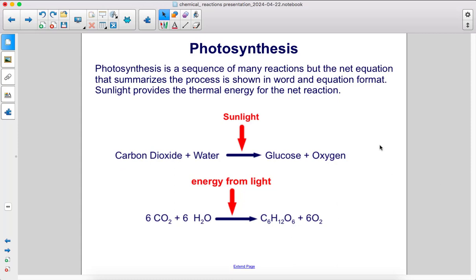Photosynthesis is a sequence of many reactions, but the net equation that summarizes the process is shown in word and equation format. Sunlight provides the thermal energy for the net reaction. So carbon dioxide plus water, and then you add sunlight and you get glucose and oxygen.